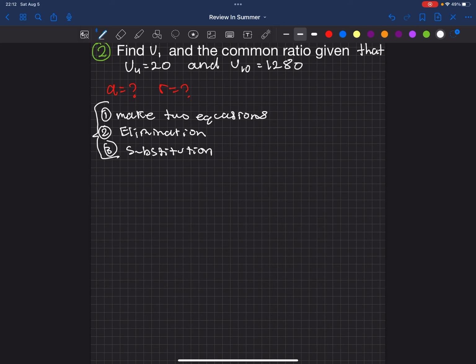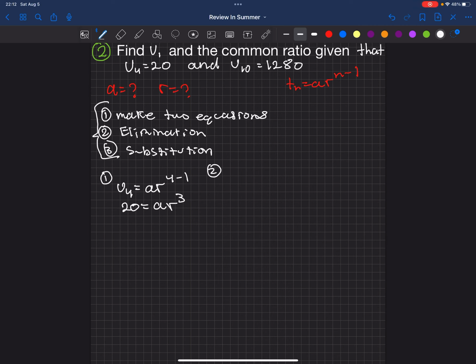Okay, so the 2 equations that I'm going to make: u4 is equal to A times R to the power of 4 minus 1, because the geometric sequence formula is Tn is equal to A times R to the power of n minus 1, right? So I could write that as that. And then since u4 is equal to 20, it's going to be 20 is equal to A times R to the power of 3.